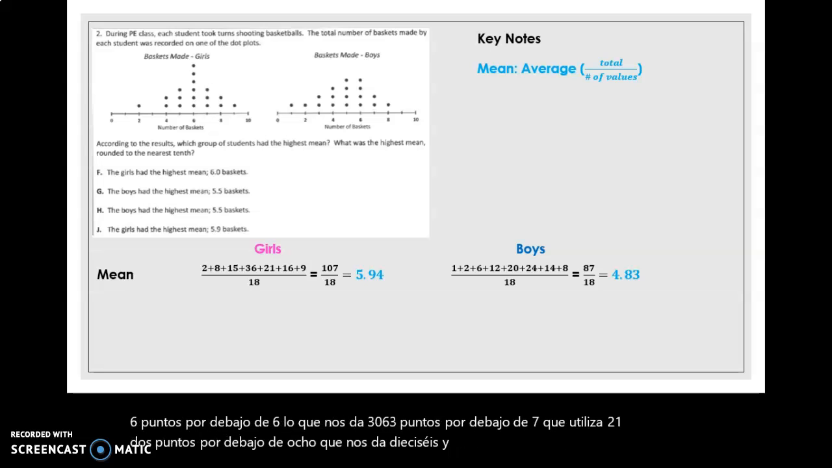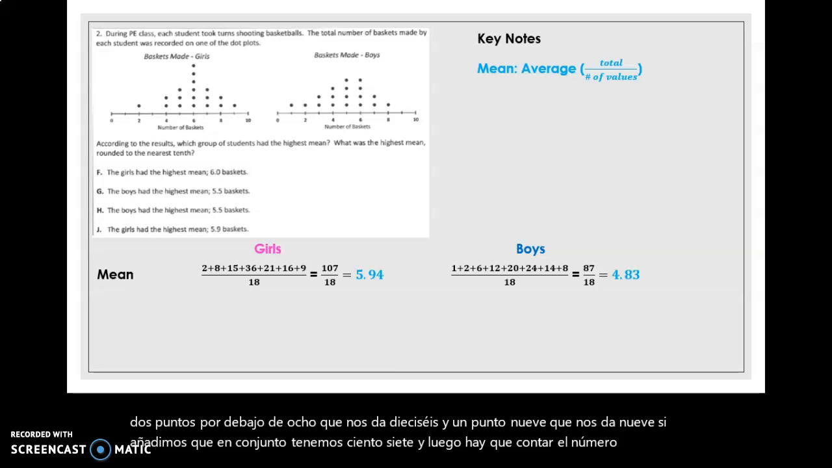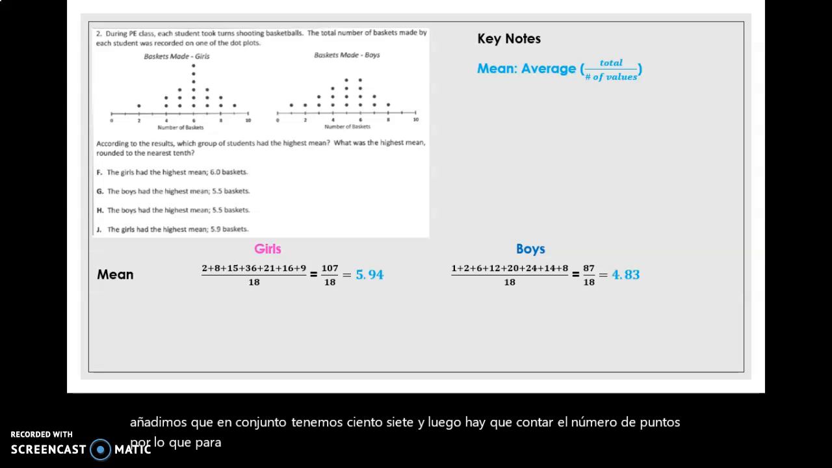If we add that all together, we get 107, and then you have to count the number of dots. So for girls, there are a total of 18 dots, so we will take the 107 and divide it by 18. That gives us an average or a mean of 5.94. Okay, now for boys.